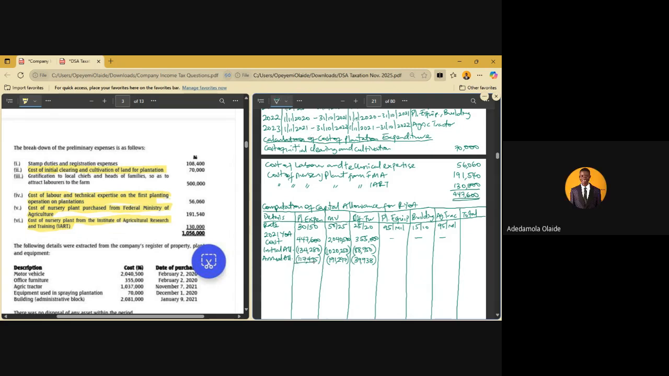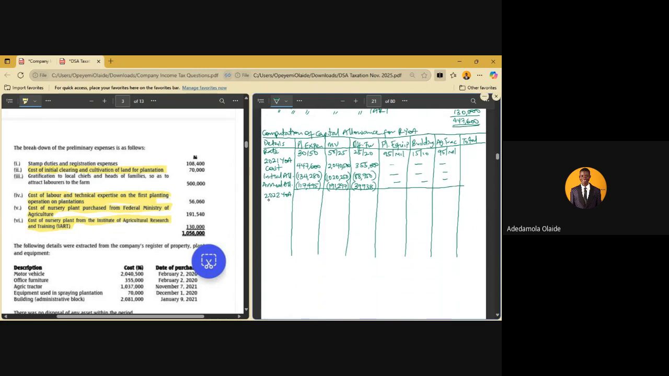So what do we have? What's the total initial allowance? What's the total annual allowance? Then we go to 2022 year of assessment. Tax written down value, then additions. Total annual allowance is what? 348,730.